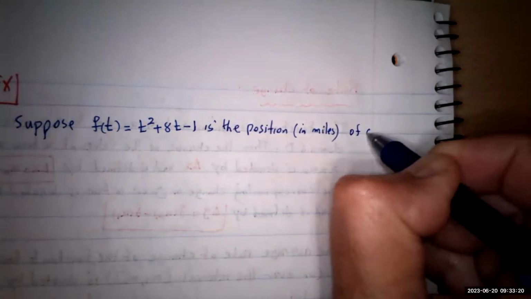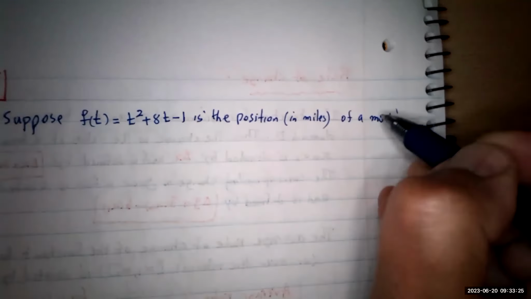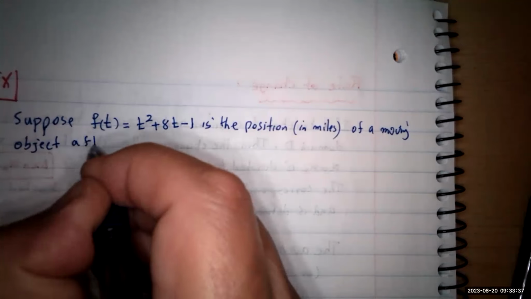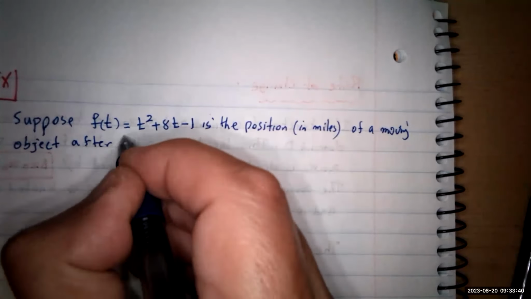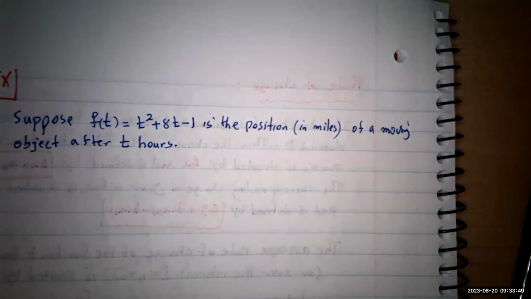of a moving object, a moving car, for example, a moving object, let's say after t hours. Okay, so the t is going to be in hours, and the f of t, which is the distance, is going to be in miles. So what they want, they give an interval and ask for the average velocity.